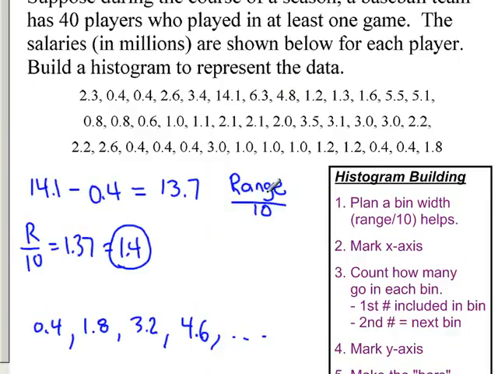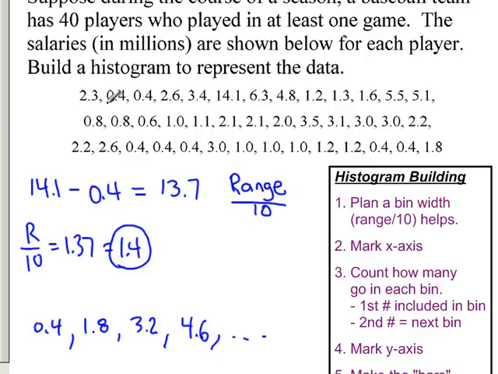So what I need to do then is I'm going to have to go back to my data, and I'm going to have to calculate how many data points fall in each of these categories, in each of these bins or classes. So the first bin or class is going to be 0.4 to 1.8. And you're going to need to remember that when I do this, the 0.4 is going to be included, but the 1.8 will not. So I'm going to go back to my data, and I'm going to count how many numbers fall in that category. Okay, so 0.4 to 1.8.